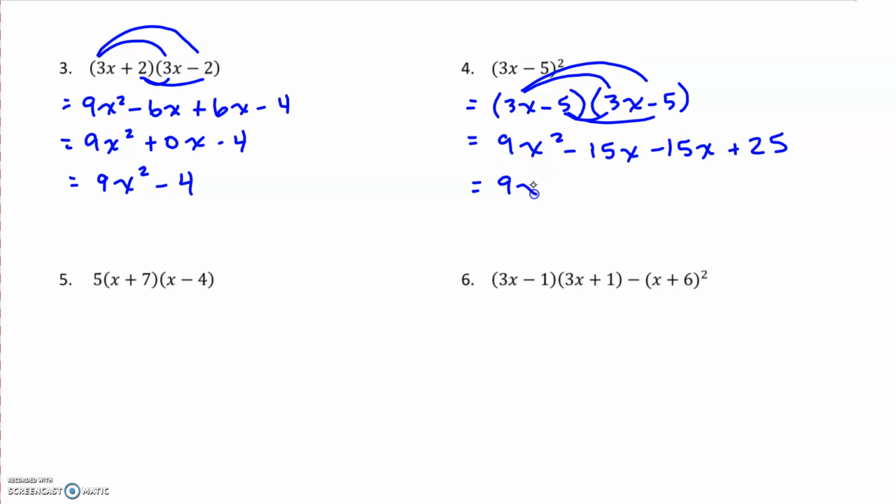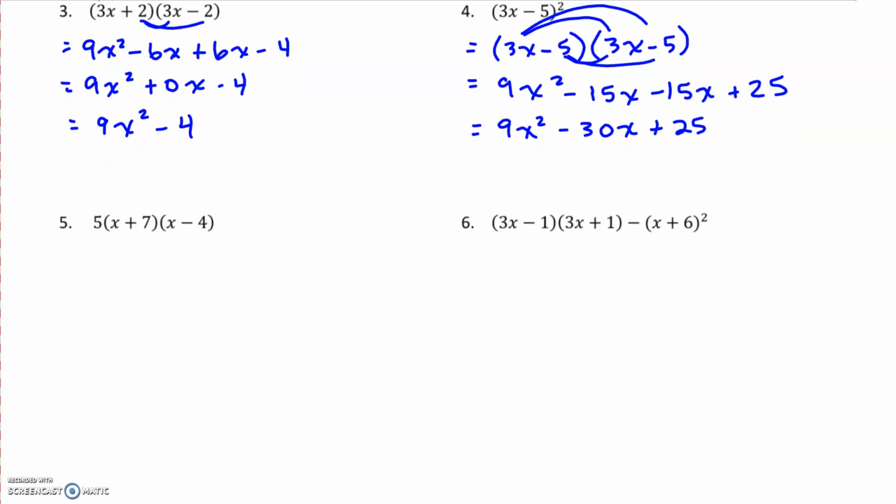So we have 9x squared, and then in the middle we'll have a negative 30x plus 25. All right, number 5 is different because I am now multiplying 3 terms. I have a monomial up front of 5 times a binomial times a binomial.